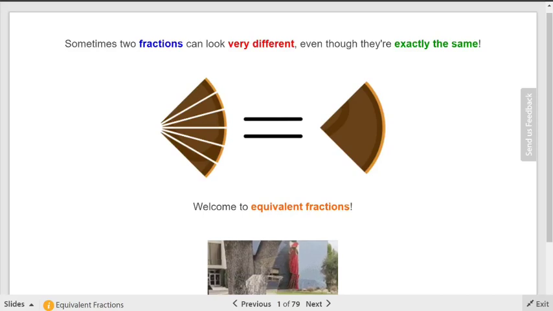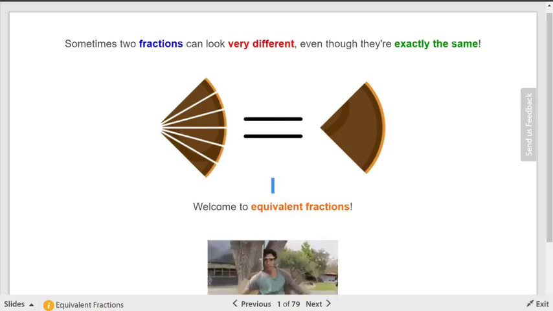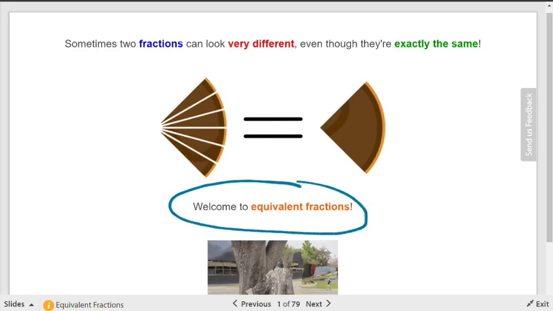So the first thing we're going to talk about is something called equivalent fractions. Can anybody tell me what the word equivalent means? The same as? It's the same. They're equivalent. They have the same value. Now, does that mean they're identical? No. That just means they have the same value.